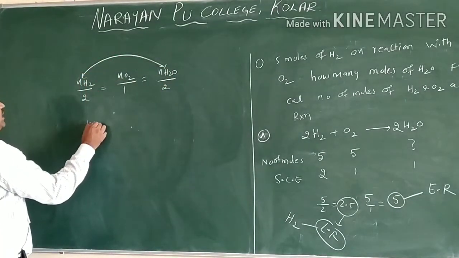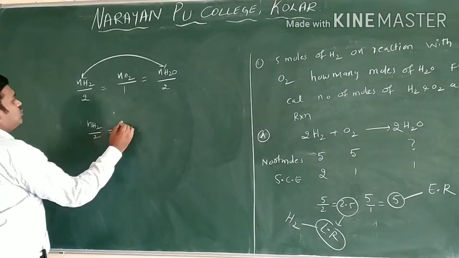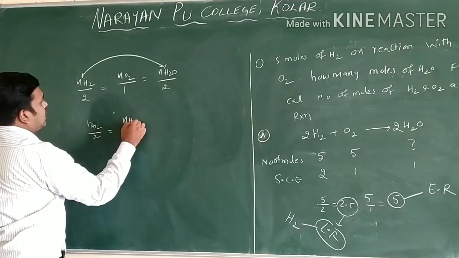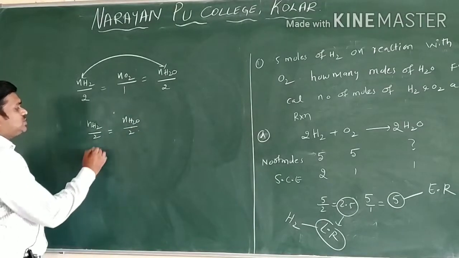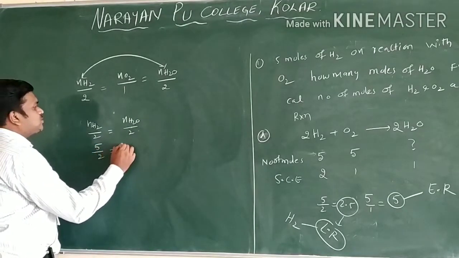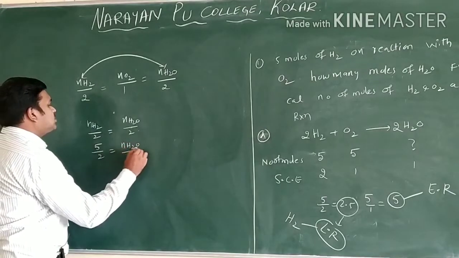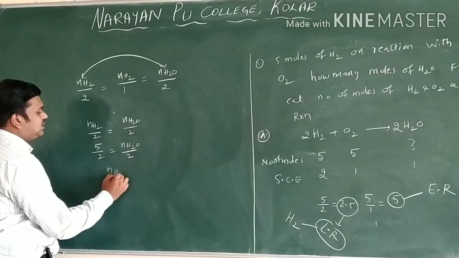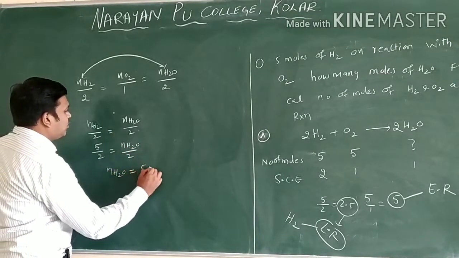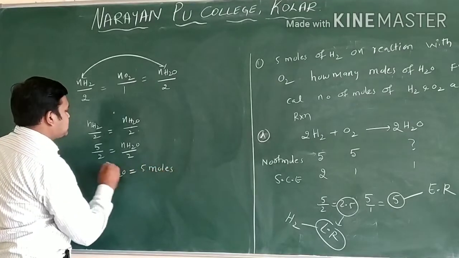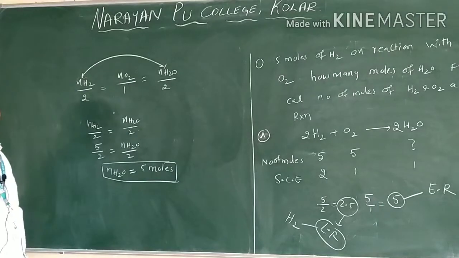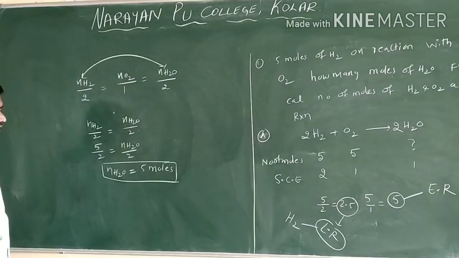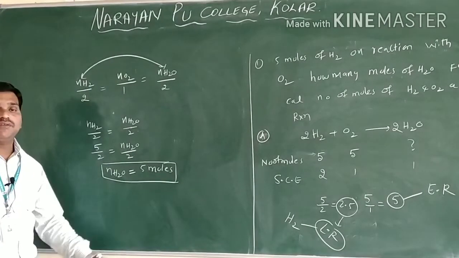From this I am writing here, number of moles of H2O by 2 is equal to number of moles of H2 by 2. Number of moles of H2 we have how much? 5. So 5 by 2 is equal to number of moles of H2O by 2. The 2 cancels here. So the number of moles of H2O formed is 5 moles of H2O formed in the reaction. So this is the calculation of number of moles.